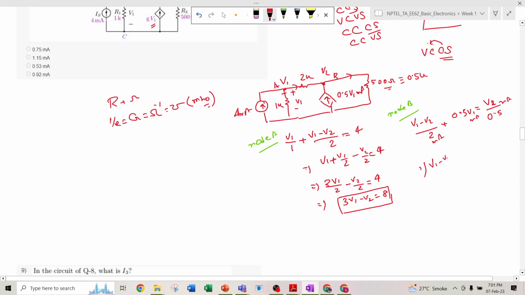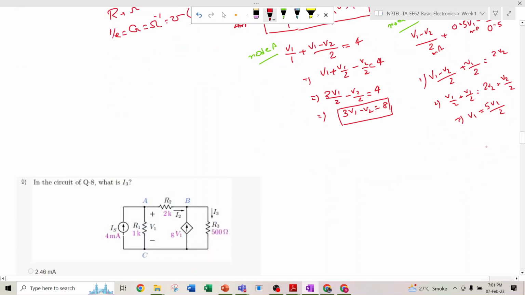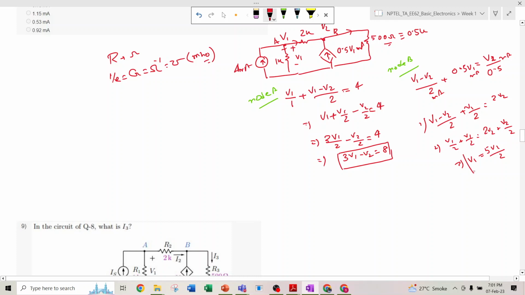So V1 minus V2 by 2 plus V1 divided by 2 is nothing but twice V2. So V1 by 2 plus V1 by 2 is nothing but twice V2 plus V2 by 2. So it will come like V1 is equal to 5 V2 divided by 2. So this is another equation. So this is equation 1 and this is equation 2.